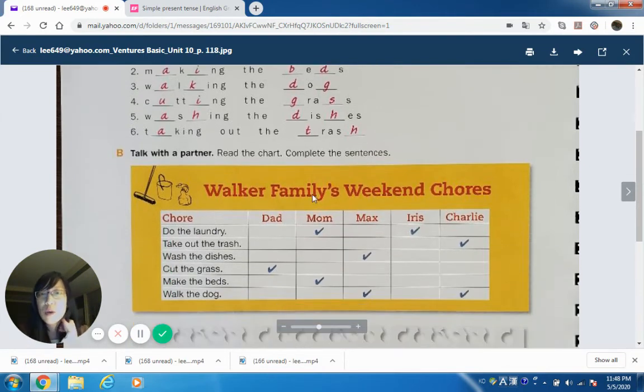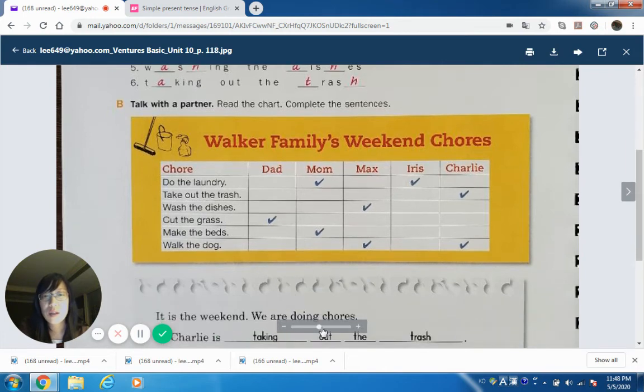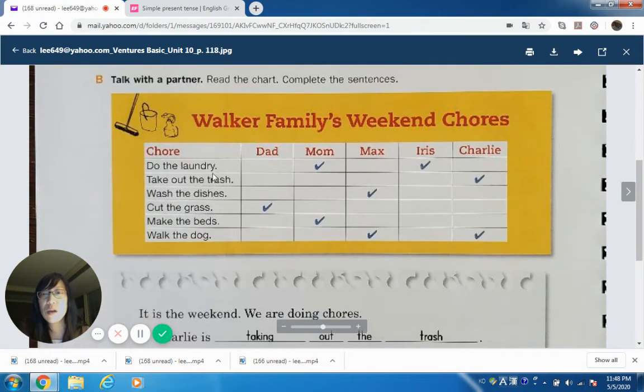B. Talk with a partner. Read the chart. Complete the sentences. Our family's weekend chores. So again, columns. How many columns do you see? 1, 2, 3, 4, 5, 6. 6 columns. And that's the column for chore. Let's look at the chores. The chores are do the laundry, take out the trash, wash the dishes, cut the grass, make the beds, walk the dog. Now, what do you think about these sentences?